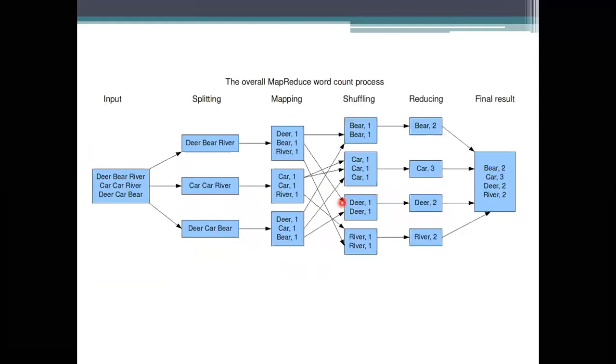And see, this is another example we have considered. We are not using a single data set here; we are using lines of information. Here we are using data set elements. In the first data set element we have deer, river; in the next, car, river; and in the third data element, deer, car, and river.